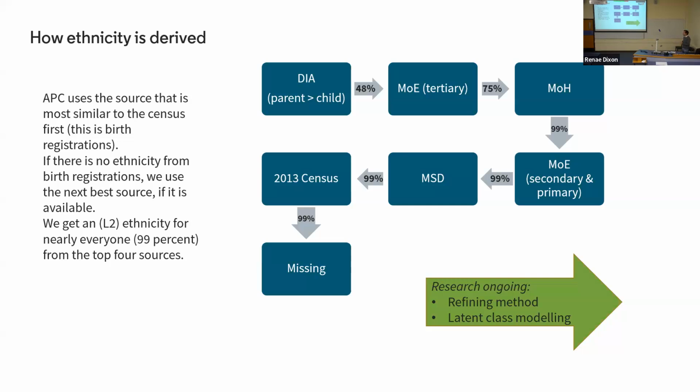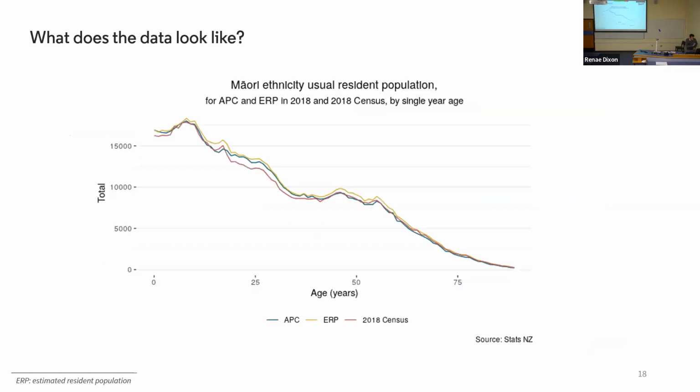We have also been doing some research on slightly breaking that pattern. There's some research we've done on using latent class modeling, methods that look at all of the sources at the same time. And I think there is definitely scope for improvement, and maybe that is something to finish on in two slides: the data actually looks quite good.